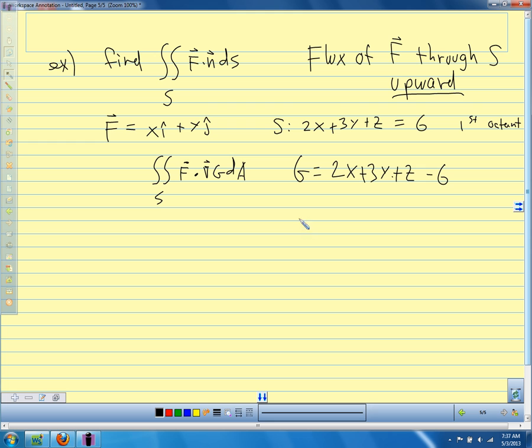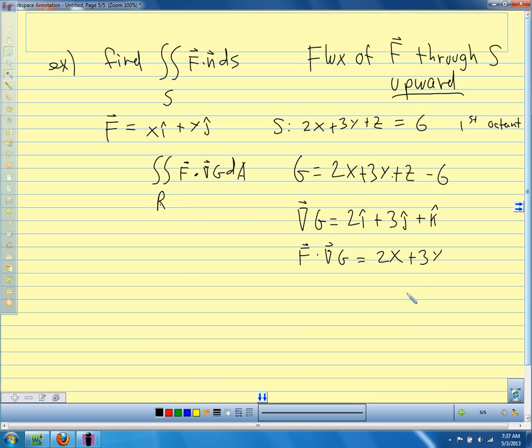So we need our del g. The gradient of g is going to be what? And f dot del g for our integrand is just going to be 2x plus 3y. And this should be R for our region in our xy plane.